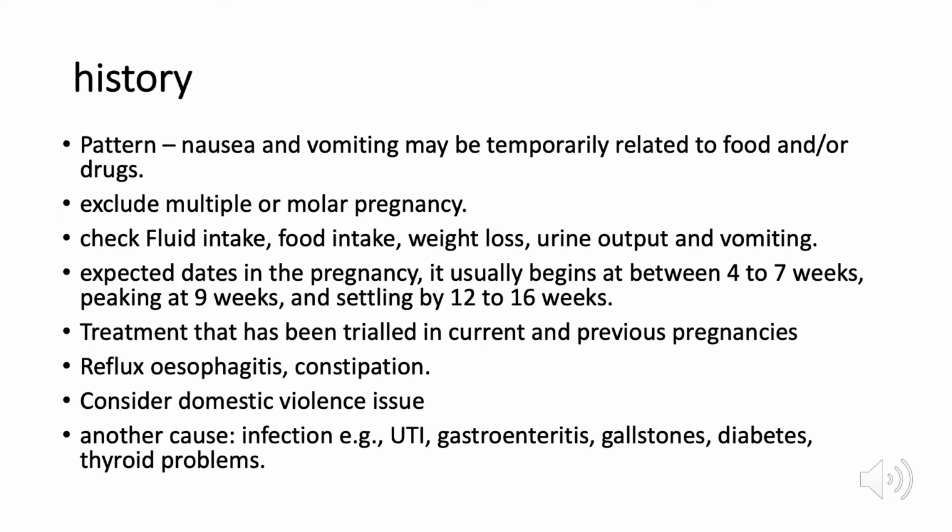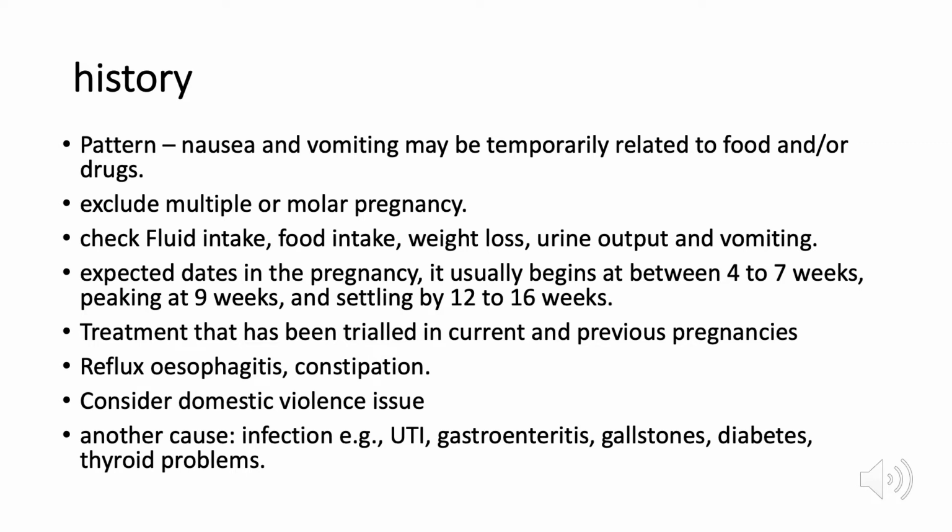In history taking, we check the fluid intake, food intake, weight loss, urine output and vomiting. We check if the nausea and vomiting are occurring at the expected date. We usually expect it to start at the 4th to 7th week of pregnancy and peak at the 9th week. It usually settles by 12 to 16 weeks. We check to see if the patient has tried any medication in this pregnancy or previous pregnancies. We also check if the patient has had any ultrasound.